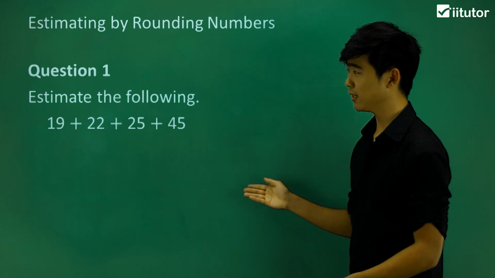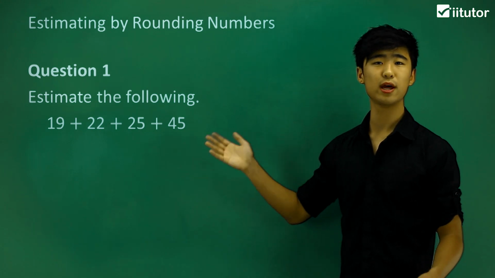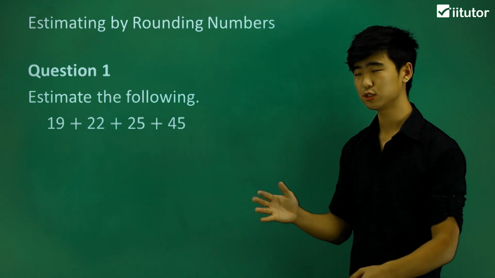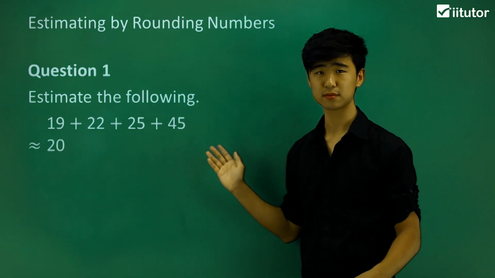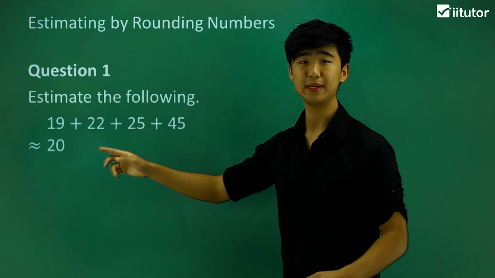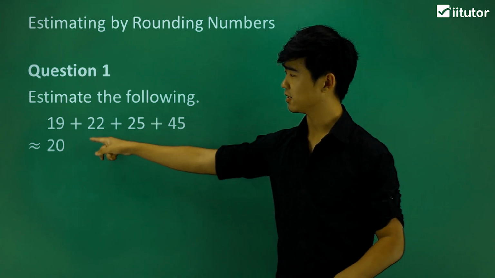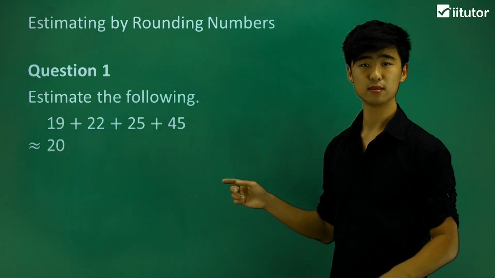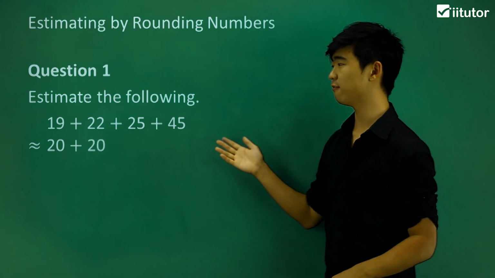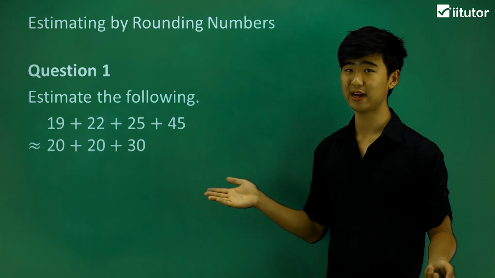So estimate the following, and we have a bunch of these numbers. Now it's very difficult for us to just do that in our heads. So let's try and round these numbers to easier numbers that we can just add together. So for example, like this. Now approximately 20. This little squiggly line means it's approximately equal to. So we can just write that squiggly line. So 19 we can round up to 20. Similarly, we can round 22 down to 20. We can round 25 up to 30. And 45 we can round down to 40.